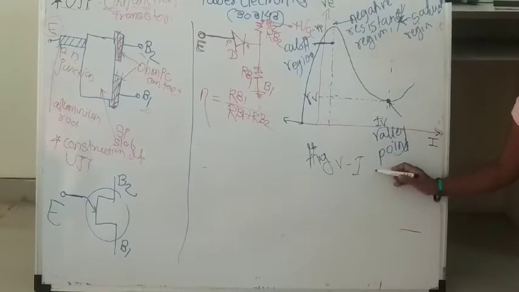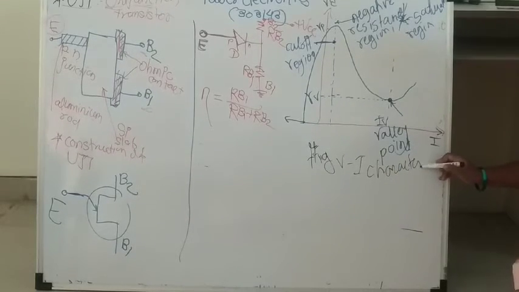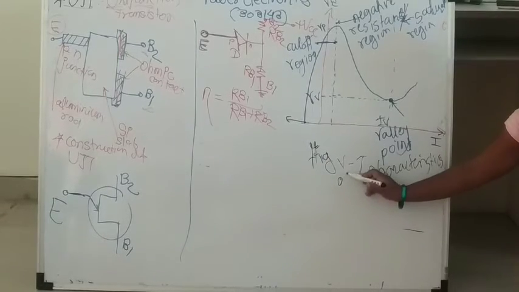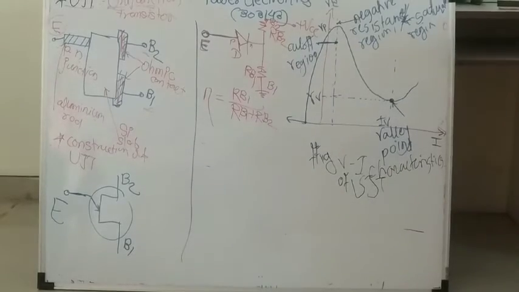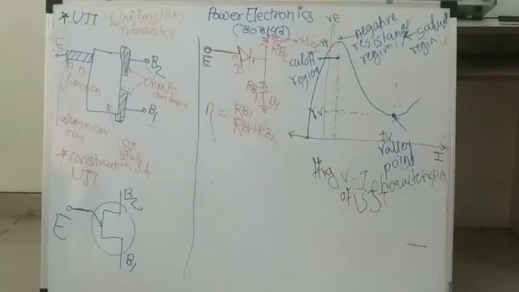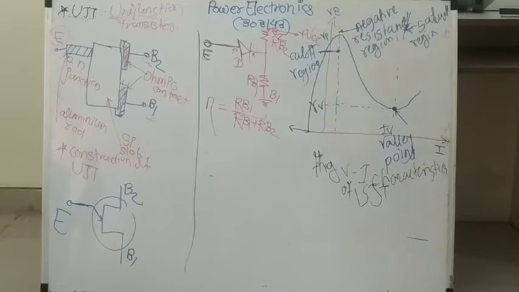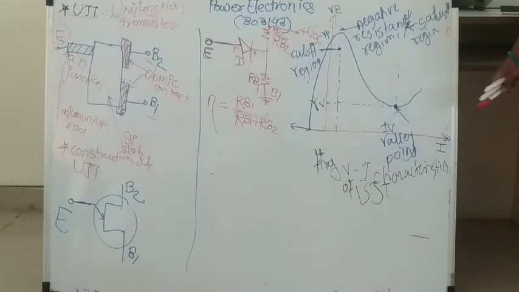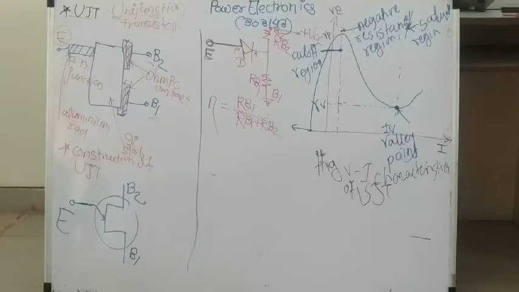VI characteristics of UJT. Now, see here, the working principle is also clear and the VI characteristics are also clear. This VI characteristics is the graph of voltage versus current. On the y-axis there is voltage and on the x-axis there is current. Hence it is called VI characteristics.